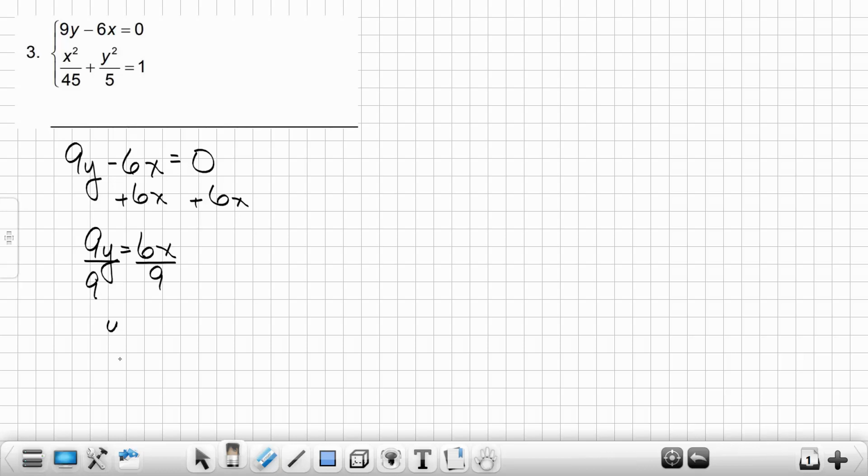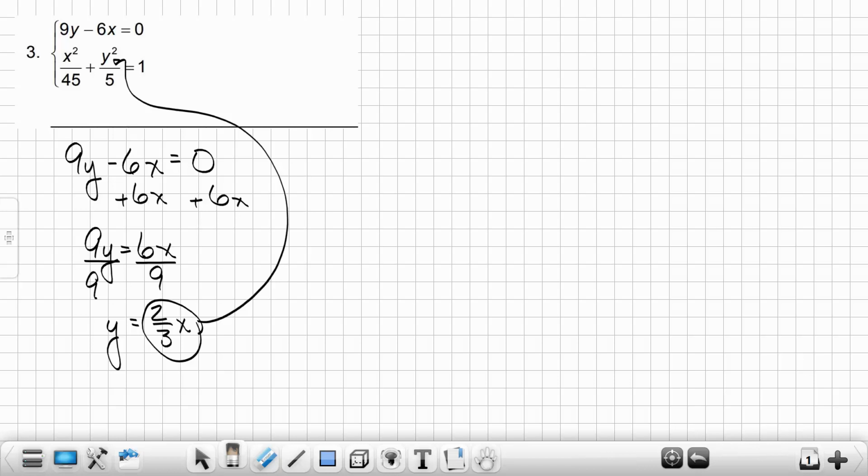Let's go and reduce that. What's 6 over 9 reduced to? 2/3. So we have 2/3 of x. So that's what y is. Y is 2/3 of x. And then we're going to plug this value in to there. That's going to take some room, so hopefully we're not trying to squeeze this on the worksheet.